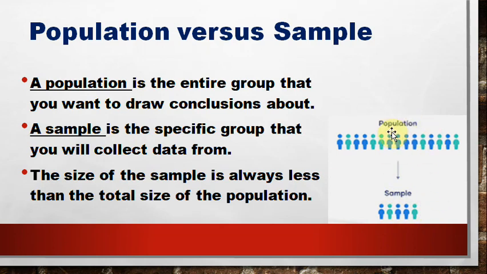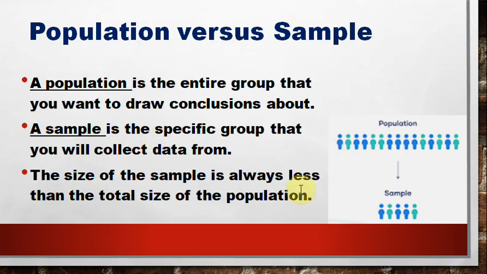You are estimating the behavior, the attributes of this population by selecting some members from there so that you can make generalizations. The size of the sample is always smaller than the population. Otherwise, if it is not smaller than the population, you may as well study the whole population. So that is sampling.